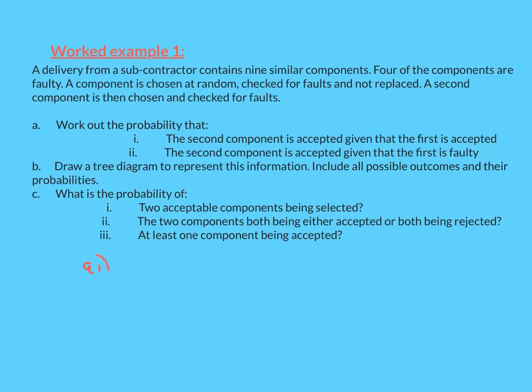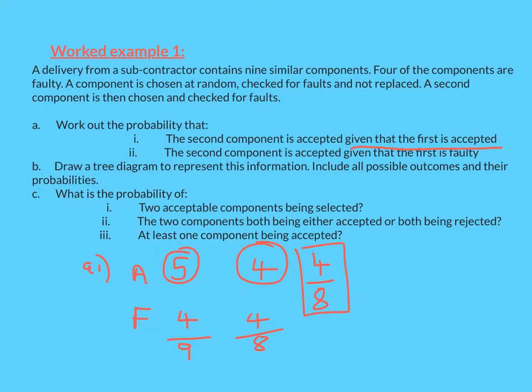Part A, I. So at the beginning, we had 4 faulty and 9 in total, so we must have had 5 acceptable. Now, given that the first is accepted and not replaced, so there were 5 accepted, there's only 4 accepted left, still 4 faulty. So for the second component to also be accepted would be 4/8, which you could obviously also write as 1/2.